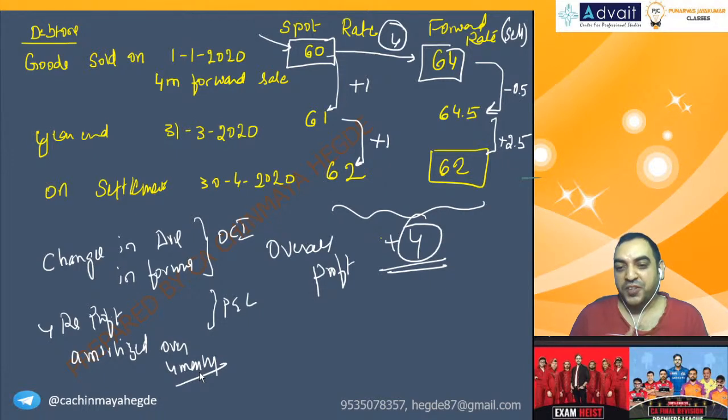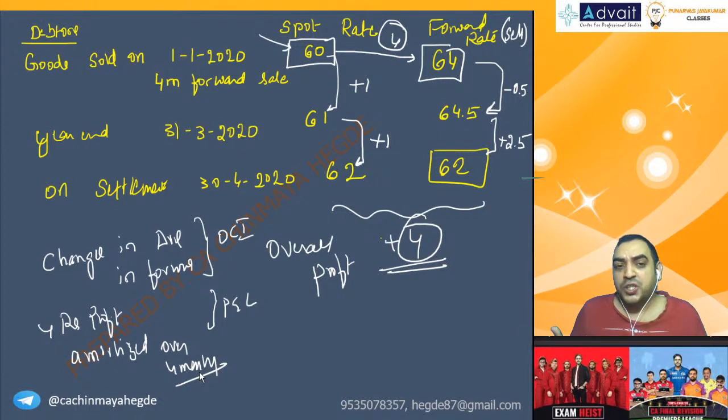How will we know the spot rate on 31st of March? No, it does not matter. I have entered into a forward contract at the spot rate on 1st of Jan, 60 rupees. I've already booked my receivable and I know I'm going to receive 64. My receivable is 60, I know I will receive 64. A 4 rupee profit, I know it.